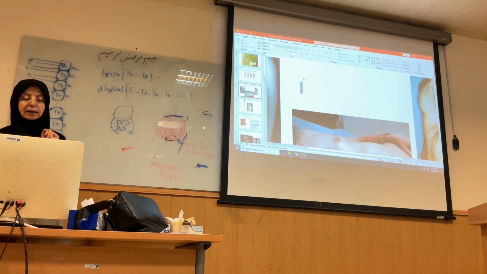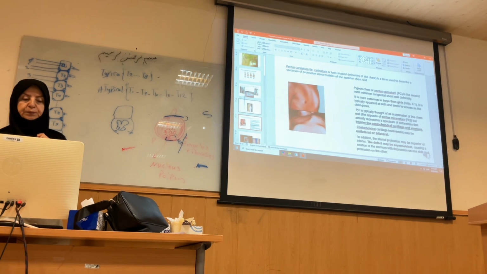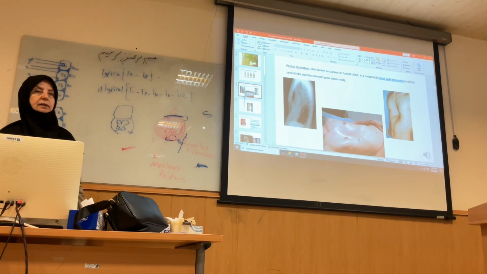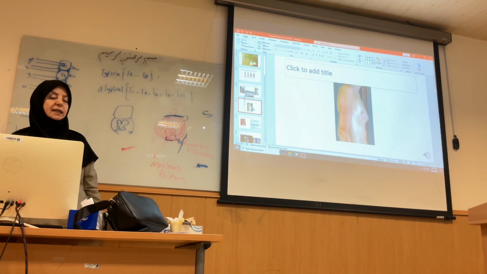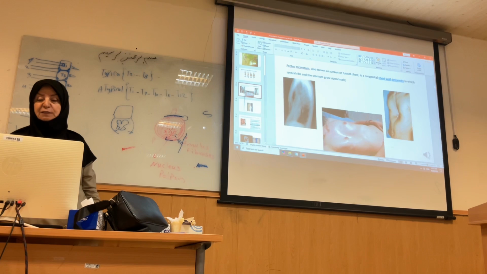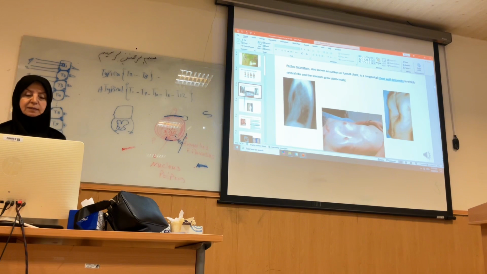Look at this picture. In this picture, we are going to show you funnel chest. Okay, we have so many grades of funnel chest. Here is another form of the funnel chest. And this form, what is the name? Pigeon chest. About the cosmetic, it is important. But here it is possible this form of the sternum compresses the content of the chest.